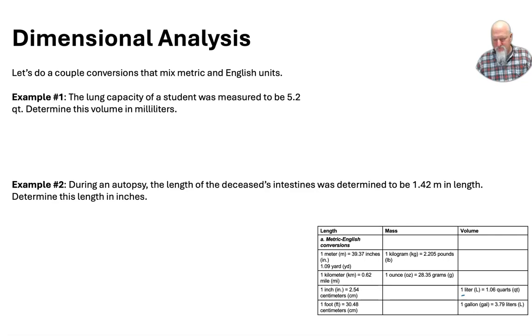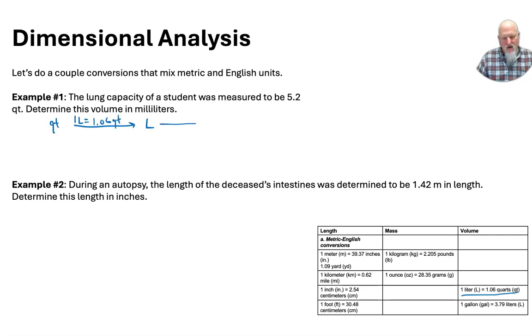On our table, we can see that 1 liter is 1.06 quarts. So this table gives us ways to convert from metric to English. That's also on the sheet I give you. All right, so we've got quarts, 5.2 quarts, and we need to go to milliliters. We know we can get to liters because that's what's on our table here. So 1 liter is 1.06 quarts.